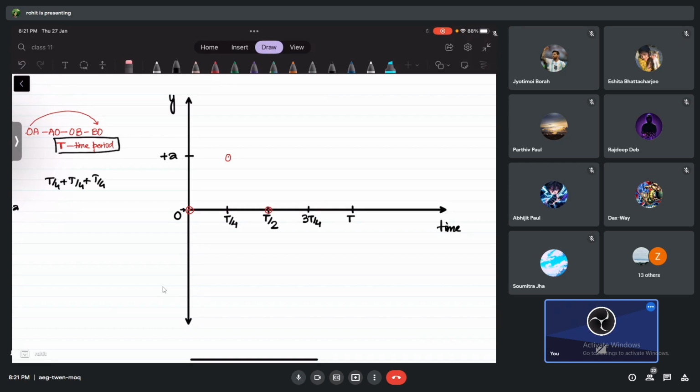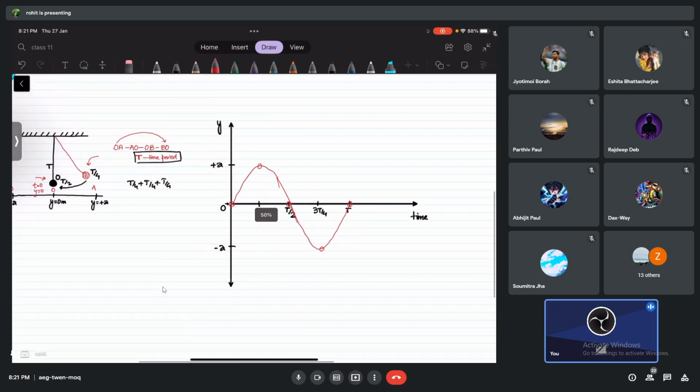Then it is going to be here, which is minus A after a time of 3T by 4, negative maximum amplitude. Again, it's going to come back to 0. So we know, I've drawn it yesterday, so I'm going to just draw it like that for today. Now we are ready.